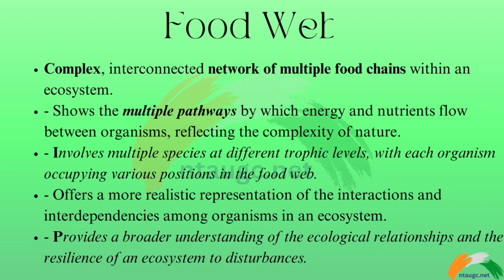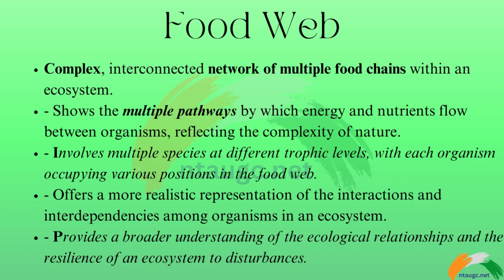Food web. A complex, interconnected network of multiple food chains within an ecosystem. Shows the multiple pathways by which energy and nutrients flow between organisms, reflecting the complexity of nature. Involves multiple species at different trophic levels, with each organism occupying various positions in the food web. Offers a more realistic representation of the interactions and interdependencies among organisms in an ecosystem. Provides a broader understanding of the ecological relationships and the resilience of an ecosystem to disturbances.